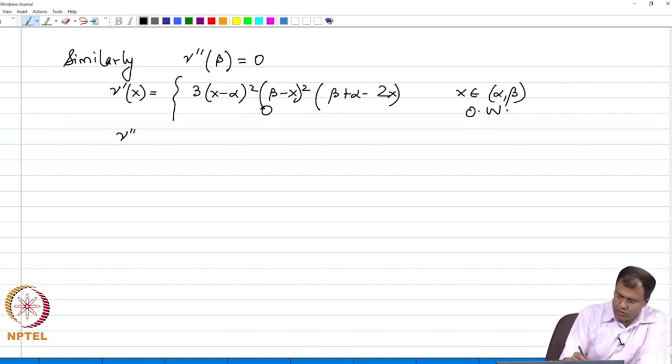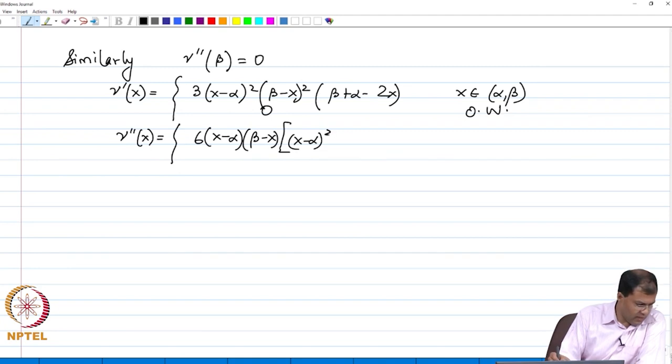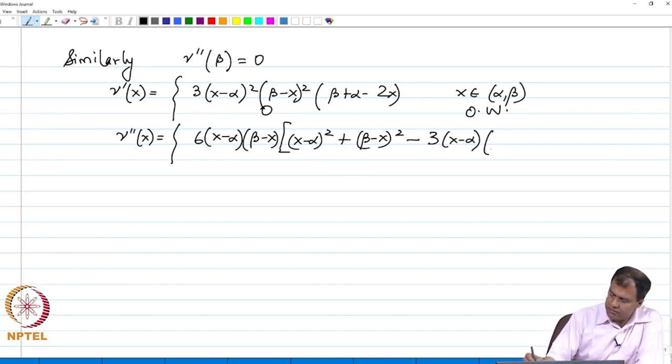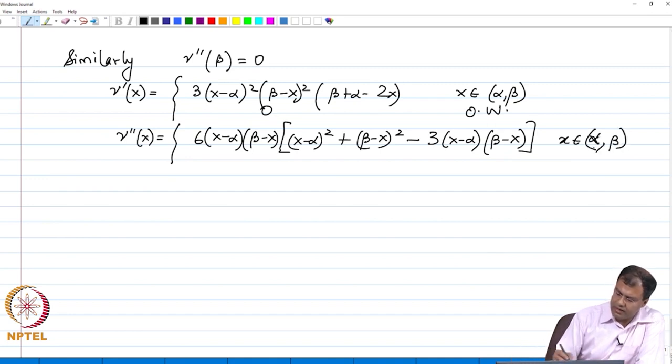And I have that nu double prime of x is 6x minus alpha, beta minus x times x minus alpha squared plus beta minus x squared minus 3 times x minus alpha, beta minus x, for all x inside this interval alpha beta, and it is 0 otherwise.